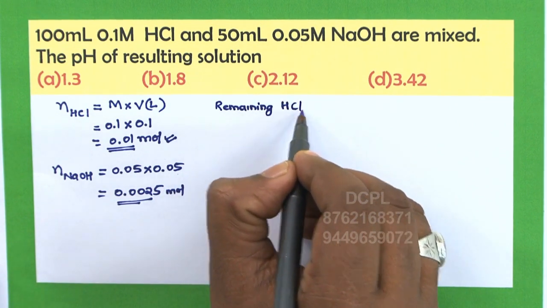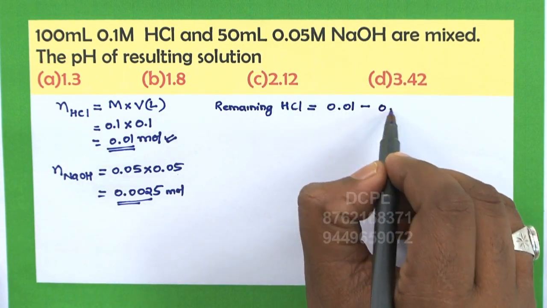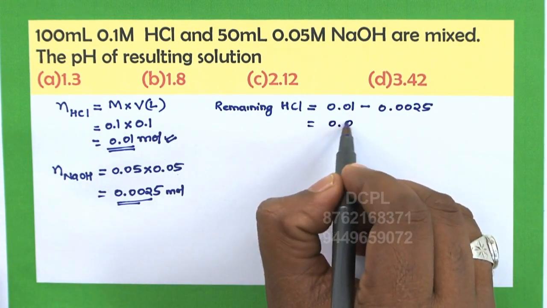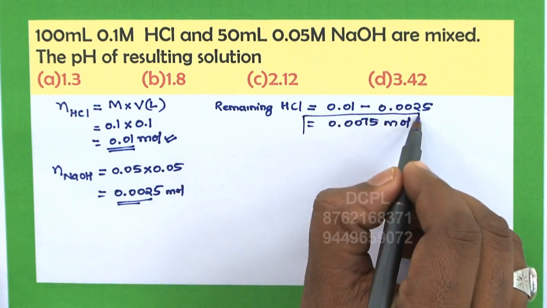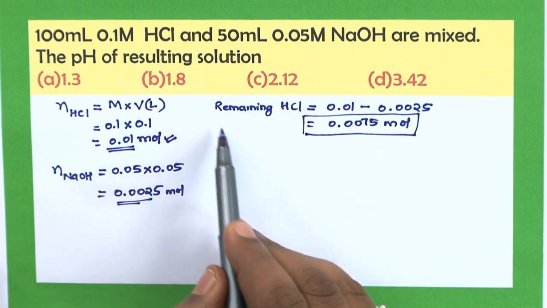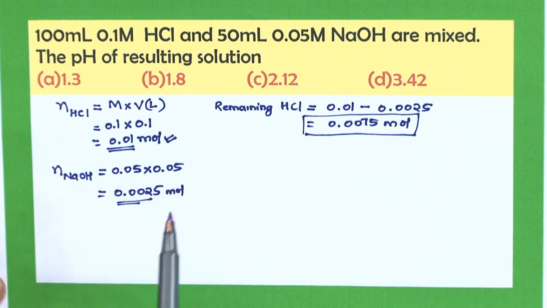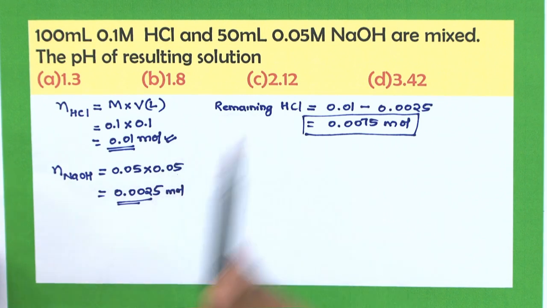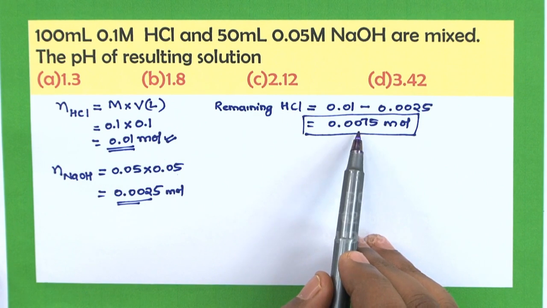So the remaining HCl in the solution will be equal to 0.01 minus 0.0025, that will be equal to 0.0075 mole. This is the moles of HCl that is present. But we require the concentration of H plus ion. See why I am writing the remaining moles of HCl. Because HCl is more than the NaOH. In case the NaOH was more than HCl, then we would have taken the remaining NaOH. Here HCl is more, hence the remaining HCl is 0.0075 mole.